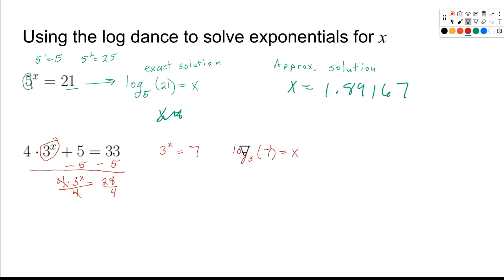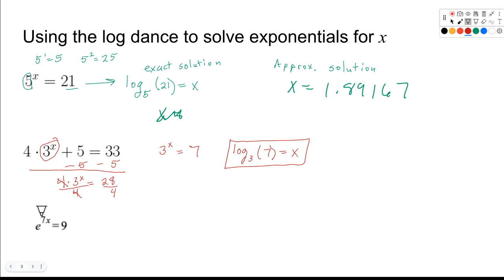We have solved. This is the exact solution. If you plug it in our calculator, again, we'll get some number. Notice it'll also be 1 point something, because 3 squared is 9. 3 to the 1 is 3. So this x is going to be somewhere between 1 and 2. A little bit closer to 2, because 7 is closer to 9, right? So that's how we can think of it. But this here would be our exact answer.